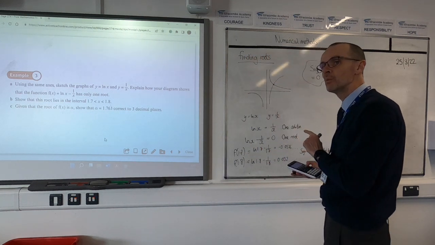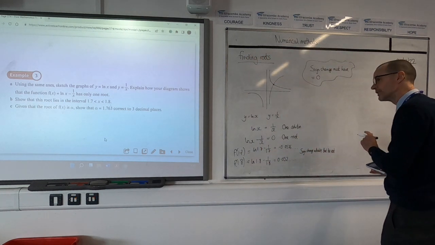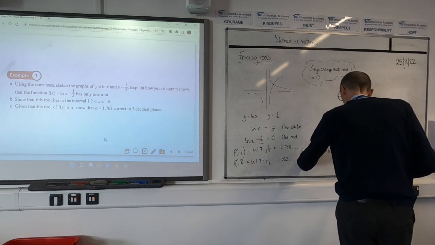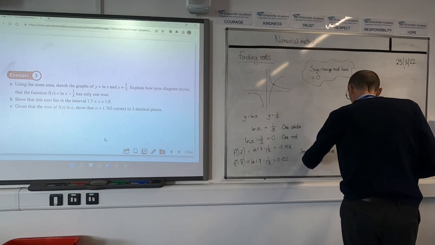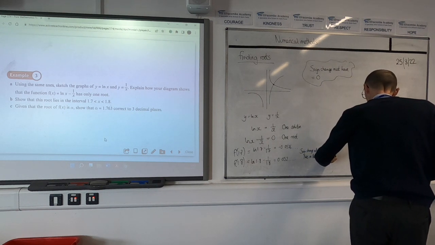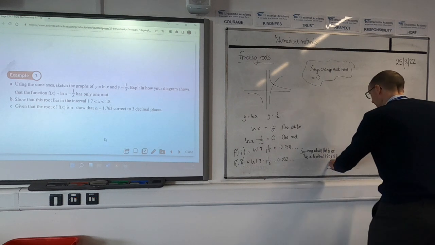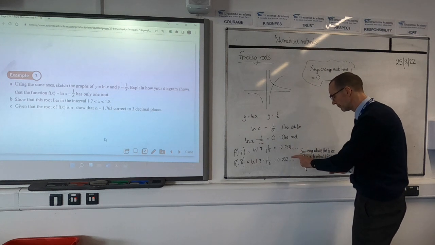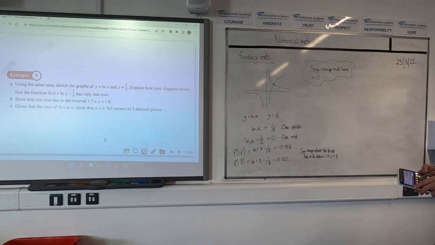Notice how they word it slightly differently. Rather than saying between x is 1.7, x is 1.8, they use inequalities, which you can use if you want. And we don't have the extra lines because we know it's not 1.7. 1.7 doesn't make it equal 0, and 1.8 doesn't make it equal 0.